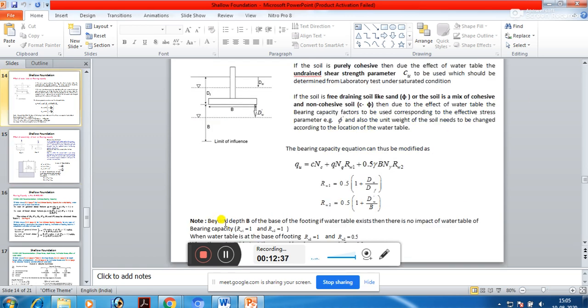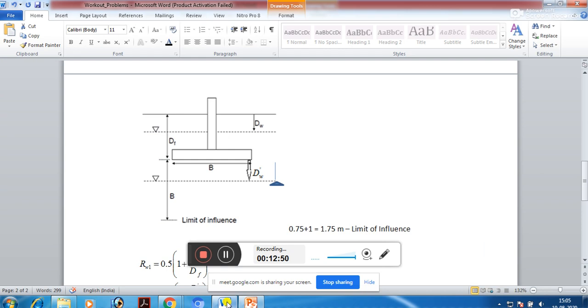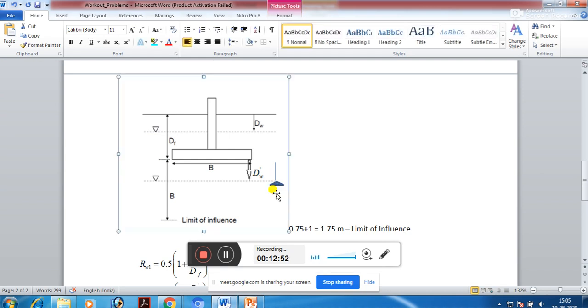See, beyond depth B it is 1. Now when the water table is at the base of the footing, RW1 should be equal to 1 and RW2 is equal to 0.5. Now you see where this RW1 is located, the water table is located below the base of the footing. So there will not be any effect of water table up to the depth of the footing.